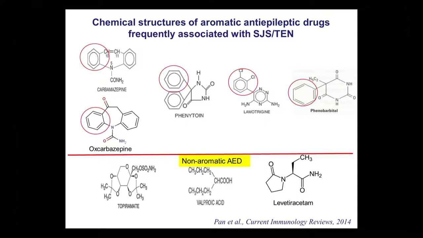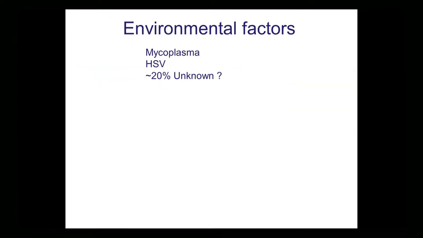Taking the example of anticonvulsant drugs, clinically only those with an aromatic structure are commonly seen to relate to Stevens-Johnson syndrome, such as carbamazepine, phenytoin, lamotrigine, and phenobarbital. But drugs without the aromatic ring, such as topiramate, valproic acid, and levetiracetam, are rarely observed to relate to Stevens-Johnson syndrome. So the drug antigen is very important in triggering the immune reaction in our host, the human immune system.